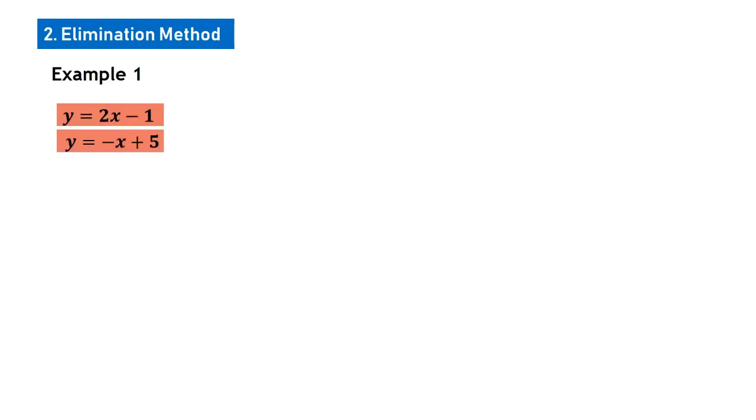Let's go to the elimination method. Now, the elimination method really, if I can just explain briefly, if you have equations like in this example here, y is equal to 2x minus 1 and y is equal to negative x plus 5, in the elimination method, you need to identify a variable that you want to eliminate.